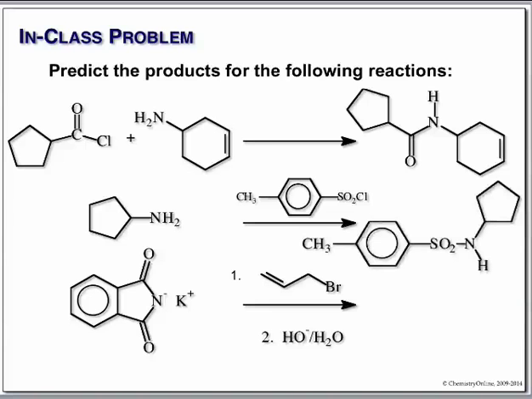The last one, step one, the nitrogen is going to attack, bromine leaves. In our second step, we're just going to hydrolyze the imide here, and we're left with a simple amine. Nice way to make simple primary amines.